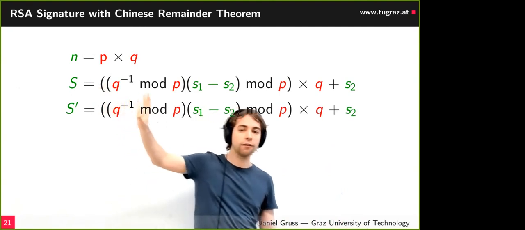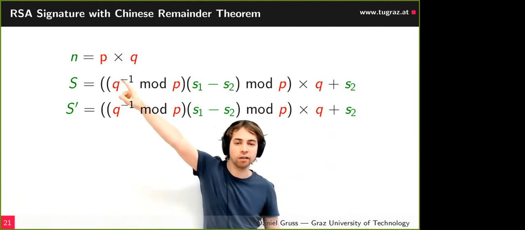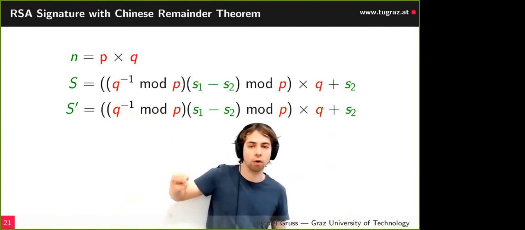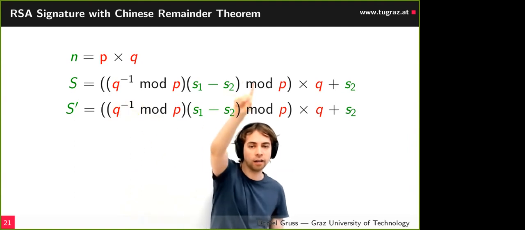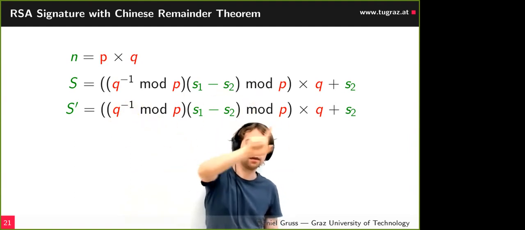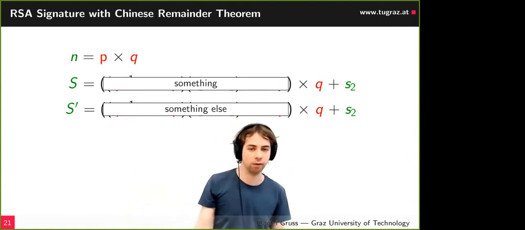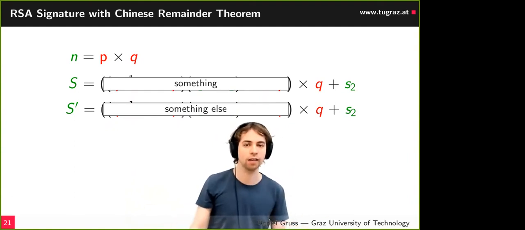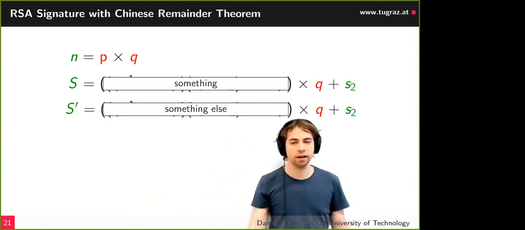Let's assume we can fault a signature. Then we have basically one signature that is correct and one signature that is wrong. So we'll have two different signatures. And this part here will not be the same. So it will be something and something else. We don't exactly care about what it is and where it comes from. It's just one has one value, the other has another value.